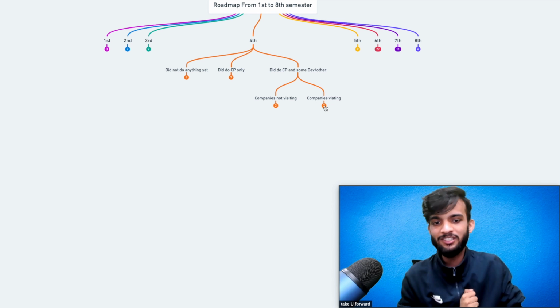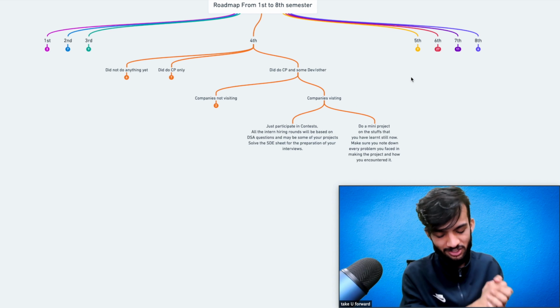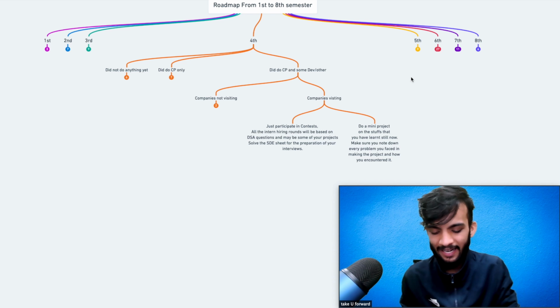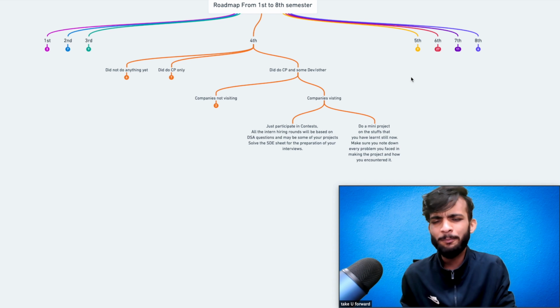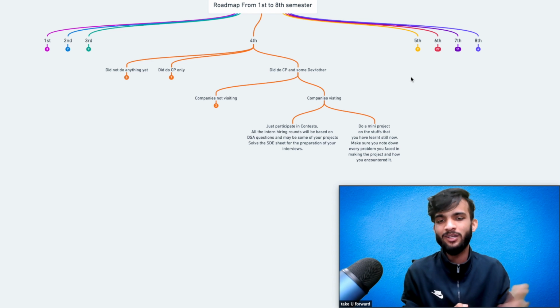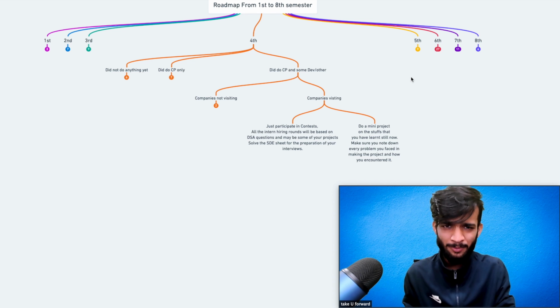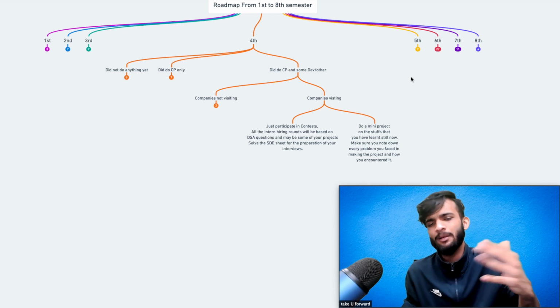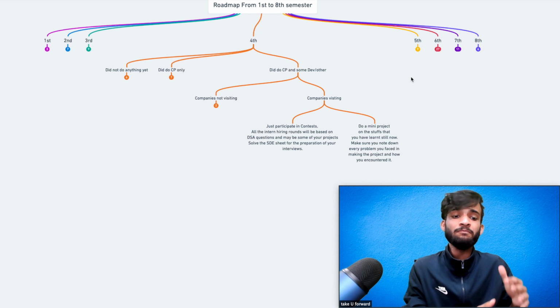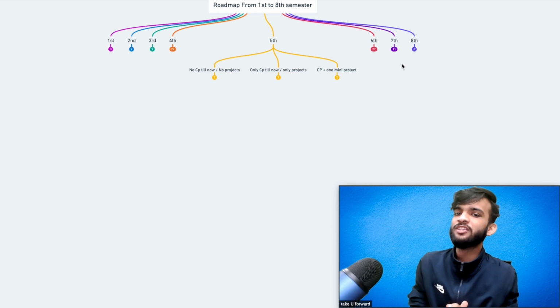Now, what if companies are visiting and you'd have done CP and you know dev? What you need to do at first is complete the SD sheet, and side by side make sure you keep on participating in contests, but do not focus on learning extra algorithms like the tougher ones such as segment tree, because those will not be asked of you. So complete the SD sheet, and along with that, just do a mini project on the tech stack that you would have learned till now. The reason is that if you have your DSA skills right up there, and a mini project, I think that will really help you in cracking those interviews. So that's about the fourth semester roadmap.